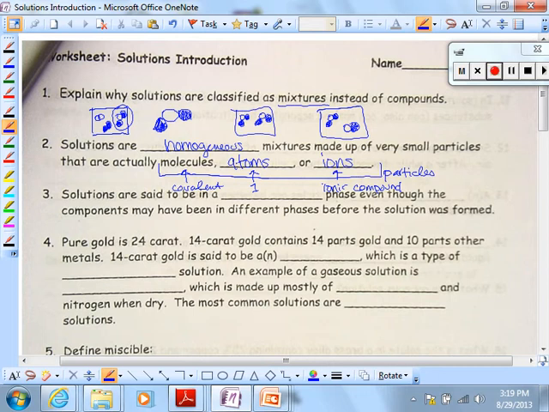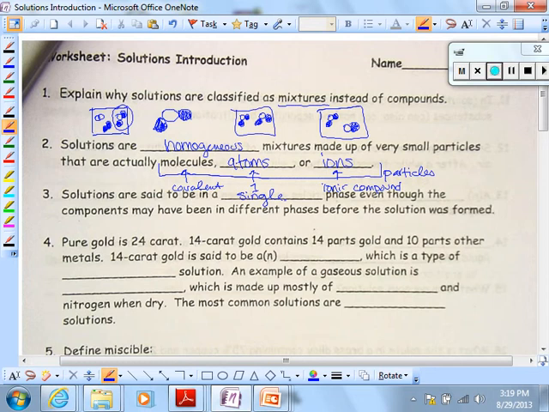All right, good. Solutions are said to be in a single phase. They can be in any phase, solid, liquid, or gas, but they're said to be in a single phase, even though some components may be in a different phase before the solution was formed. So for example, a carbonated beverage is a gas inside a liquid, but as a solution, it's considered to be in one phase, the liquid phase.